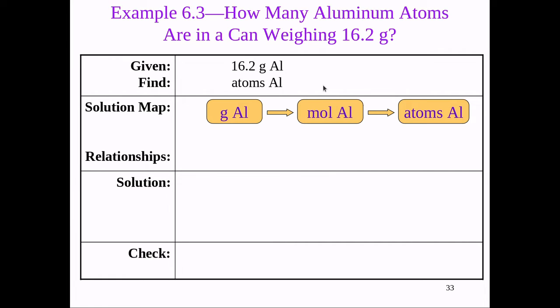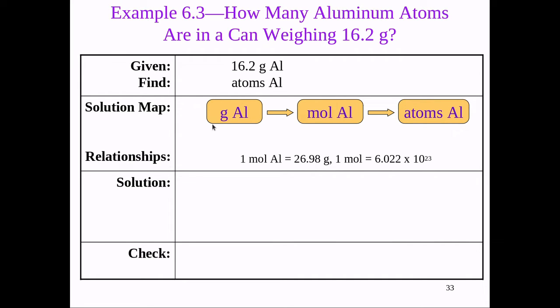Our solution map here is going to look different, and it's very key for you to understand these problems that whenever you're being asked to go from mass to atoms or atoms to mass, you have to go through the moles. Okay, you either have to convert the mass to moles and then to atoms, or the atoms to moles and then to mass. Students often try and figure out some kind of little shortcut for this, and there really isn't one at all. This is a two-step problem.